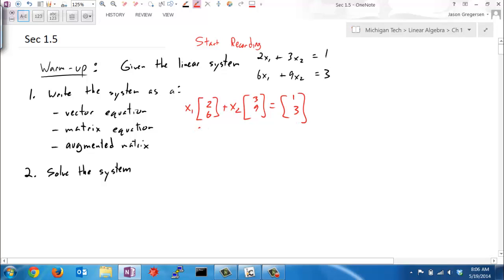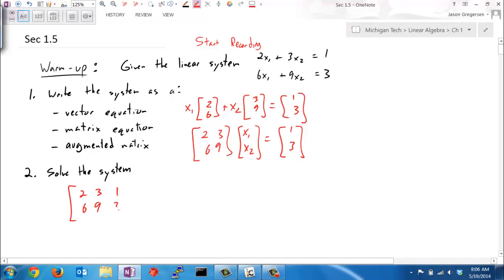As a matrix equation, it would look like the matrix 2, 3, 6, 9 times the column vector x1, x2 equal to b on the right-hand side here, 1, 3. So that's our Ax equals b form. And lastly, as an augmented matrix, we would write it as 2, 3, 1, and 6, 9, 3. So there's my three forms. Any questions about the forms here?